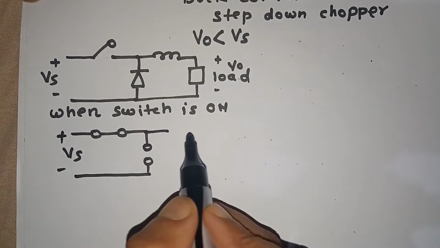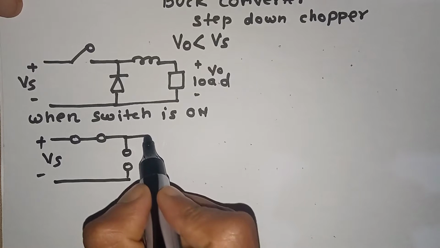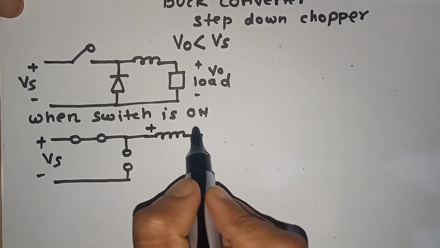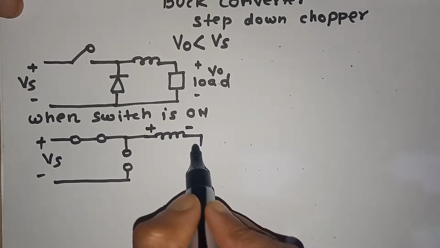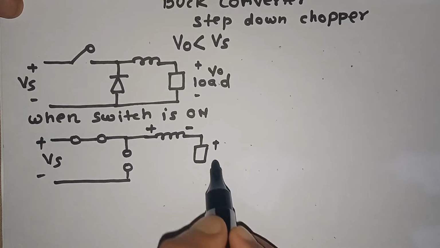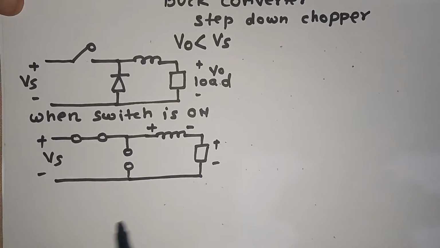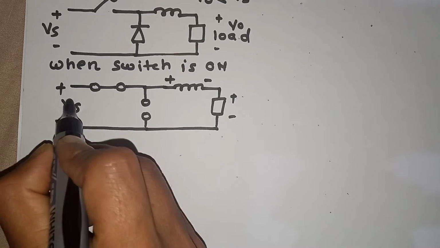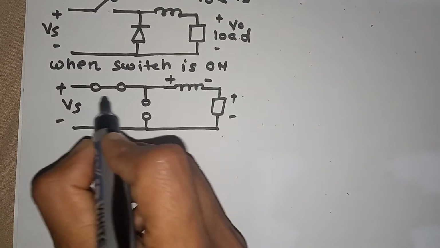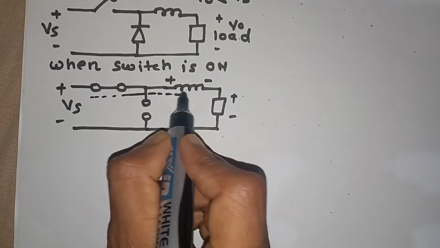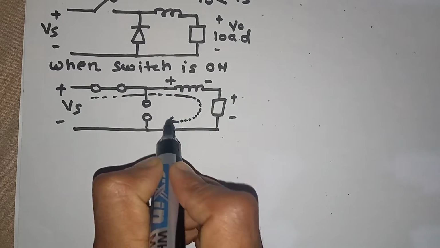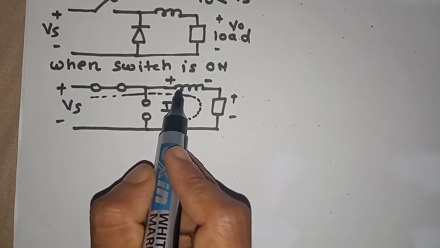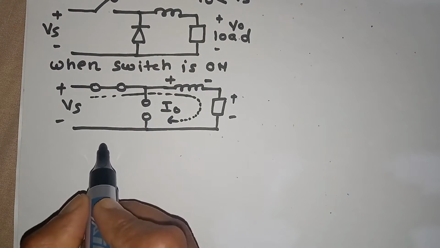Once the current flows through this inductor, it starts to store energy. This will be minus plus, and the load will be plus minus, like this. In the on condition the load current IO flows through this closed path, and the current across the inductor starts to increase.